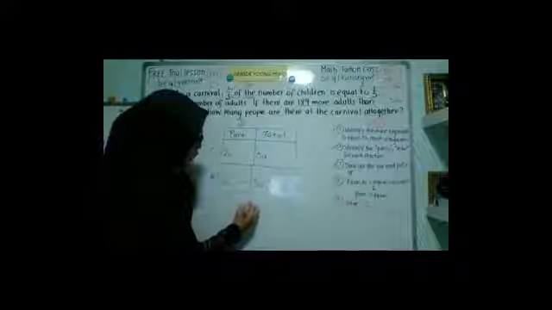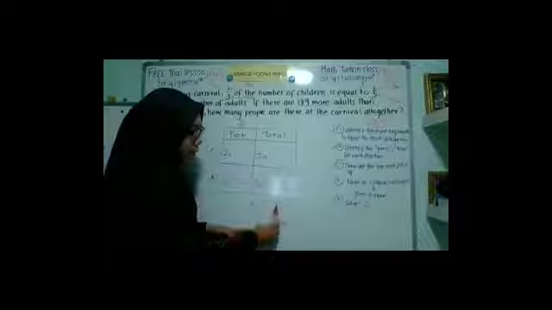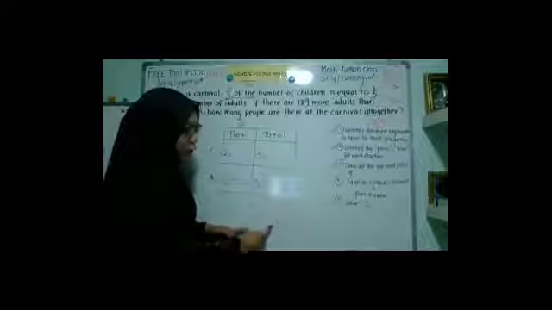If I were to draw out my model, I have my adults and my children, right? There are 189 more adults than children. It will be like that, right? The extra part here is 189. So you can see that the total number of adults and the total number of children, if I compare, the adults have 189 more.